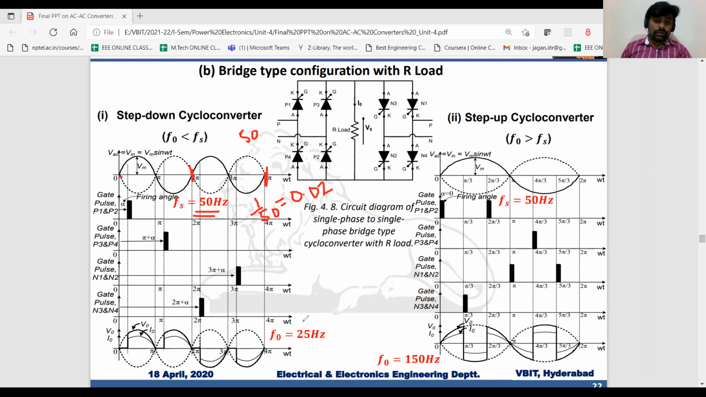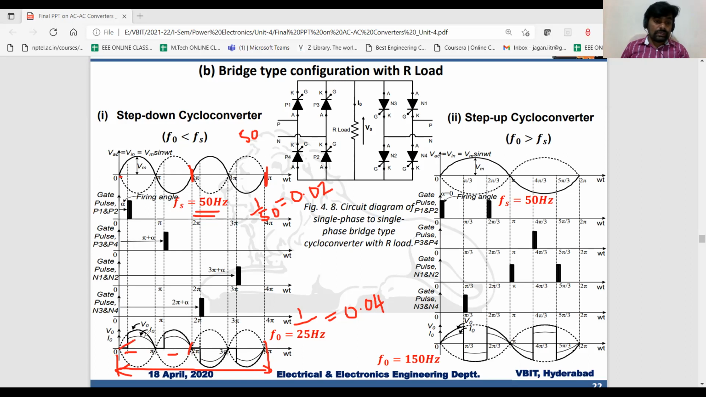For 25 Hz, 1 by 25 means it is 0.04 second. So to have 25 Hz as the output frequency, it will complete one cycle in 40 millisecond. That means the positive half cycle will take 20 millisecond and the remaining negative half cycle will take 20 millisecond. If I take the fundamental voltage waveform, it will be something like this, where you can see the first two half cycles as positive half cycles and the second two half cycles as negative half cycles.